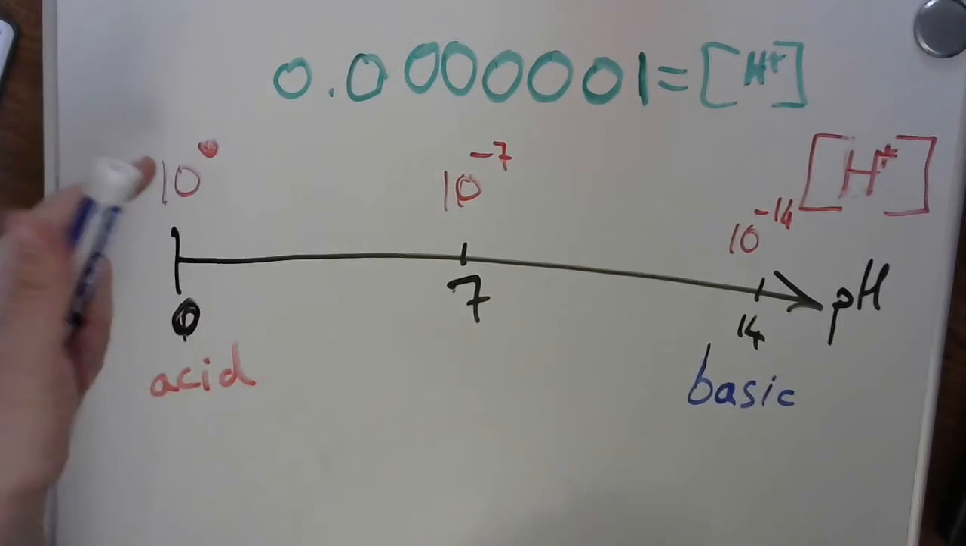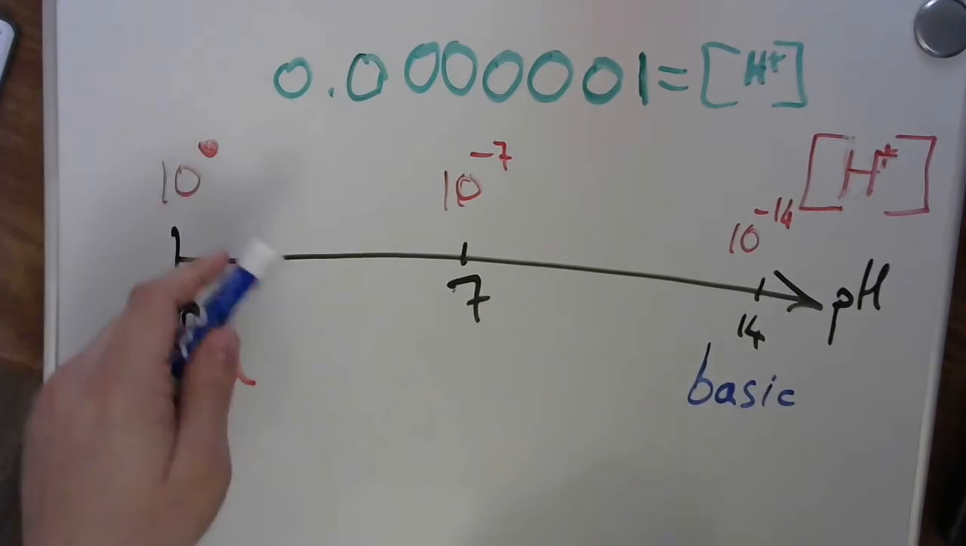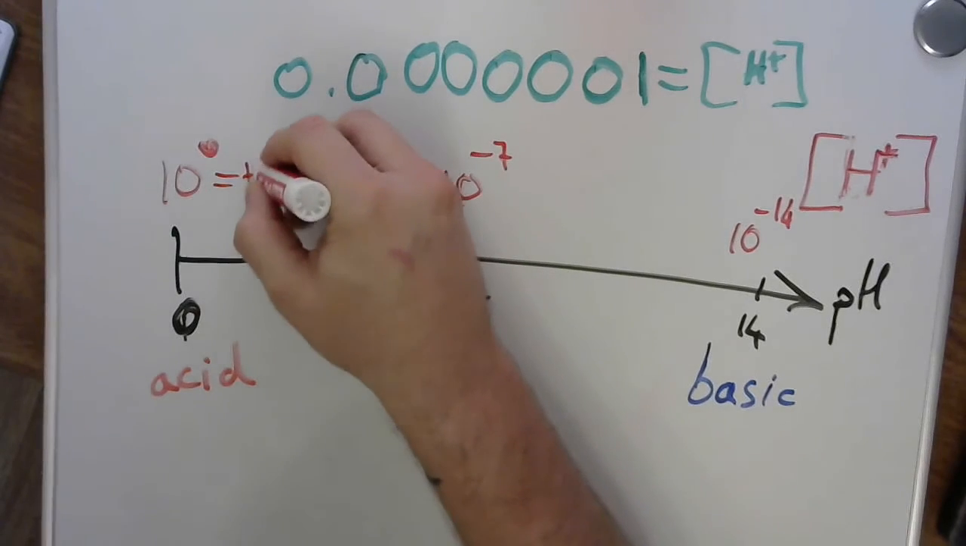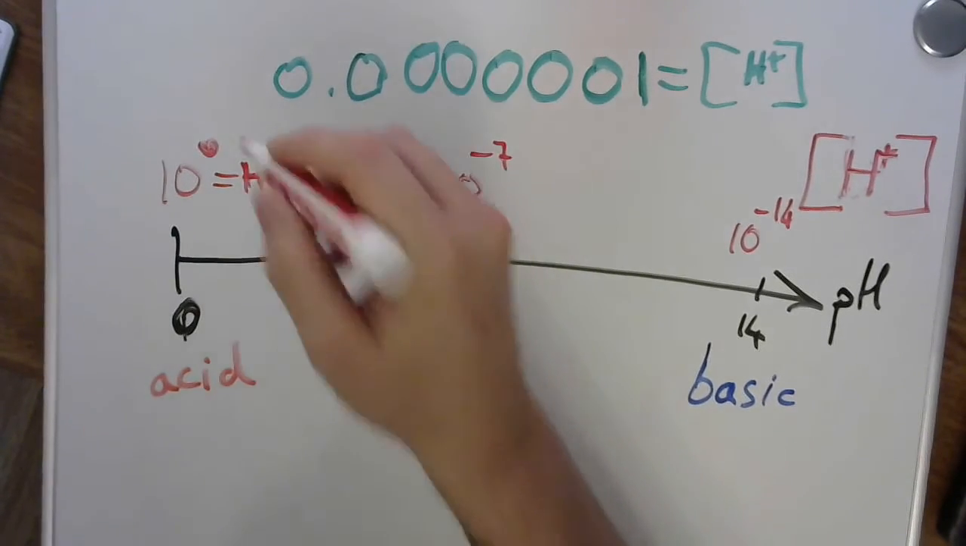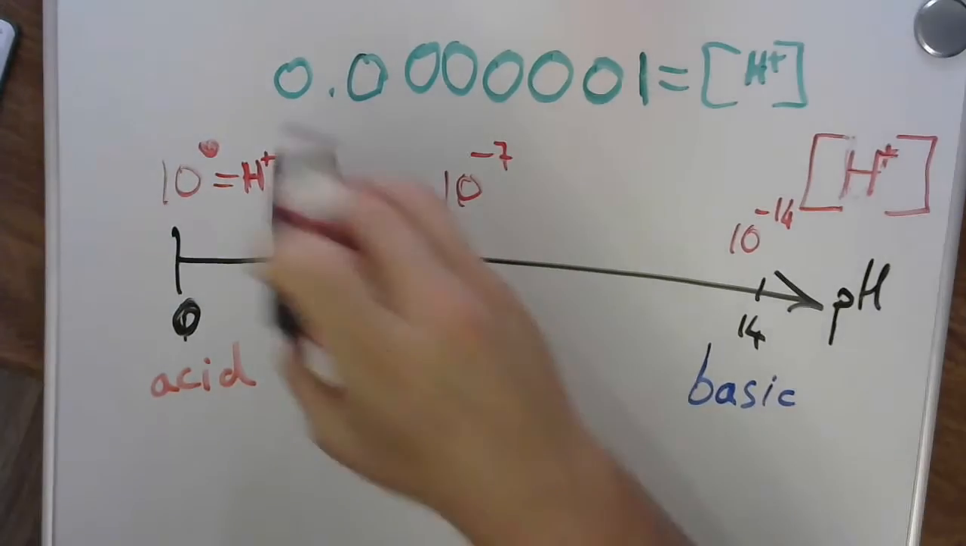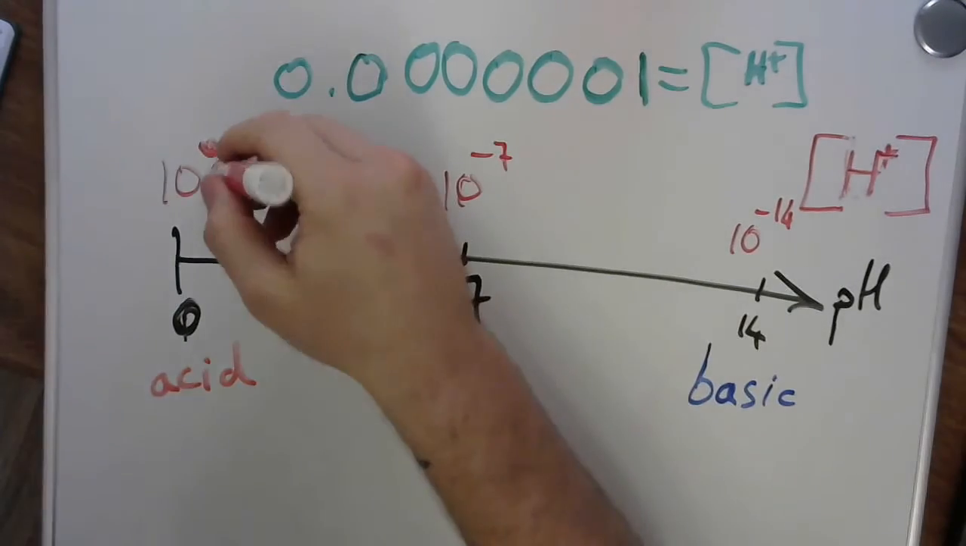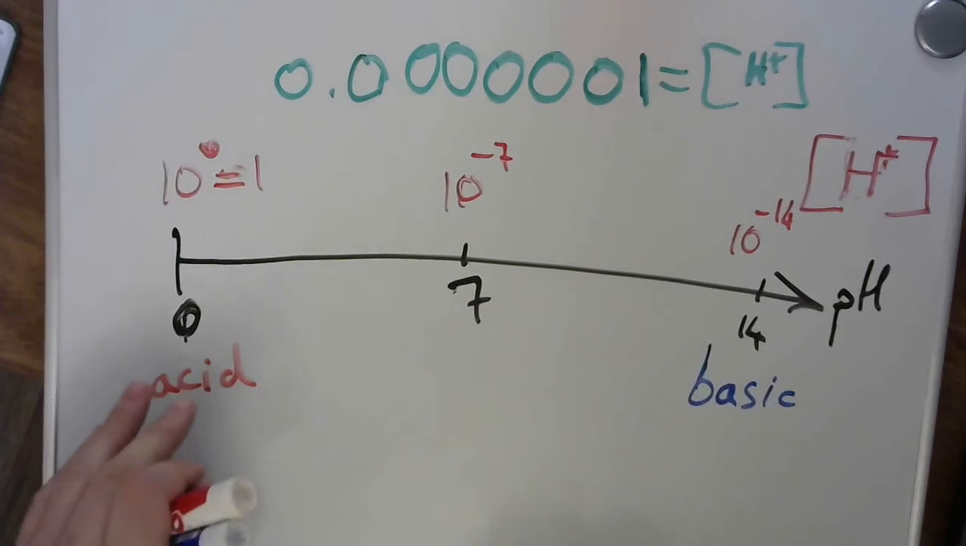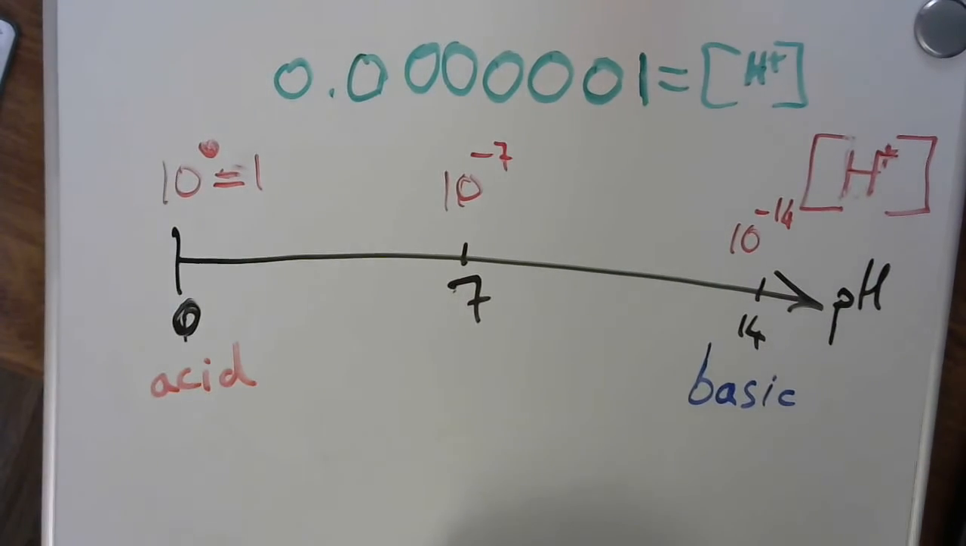Because 10 to the power 0 is equal to 1. That means that there are only protons. That's all there is. That's really acidic because there's a lot of H pluses. And the other end is really basic because there's not a lot of H pluses.